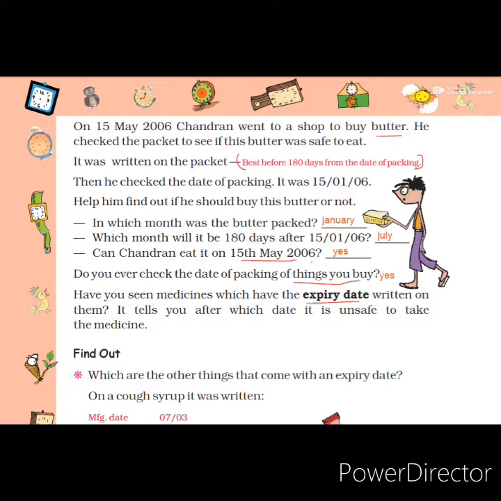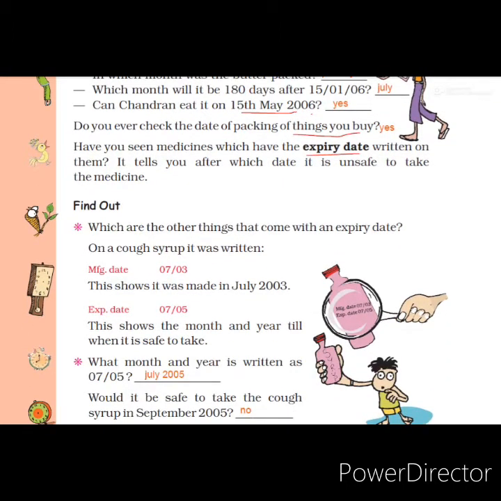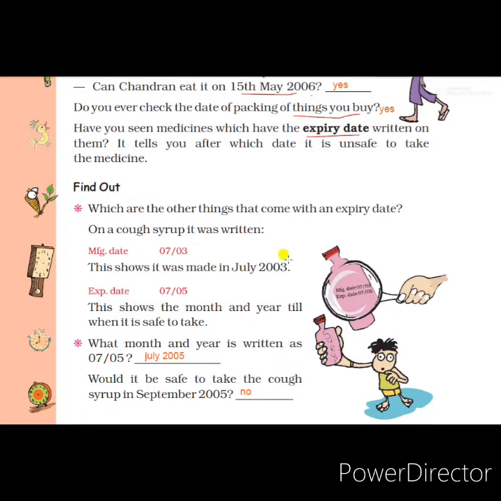Now we move to the next topic. Find out what we have to find here. Which are the other things that come with an expiry date? On a cough syrup, it was written, and I already told you this, when you buy any medicine, you have to see the expiry date and manufacturing date.